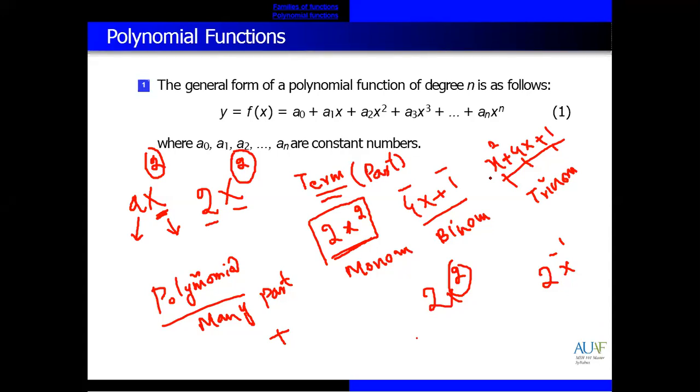When you have two terms, then you can call it a binomial. Three terms, trinomial. Four terms, you can say tetranomial, but we usually just say four terms.